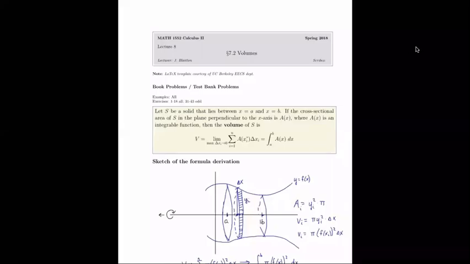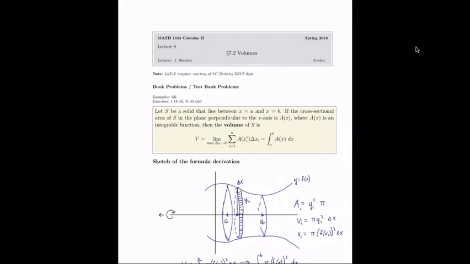Section 7.2 is volumes, and there'll be two methods for finding these volumes. It'll be volumes by slabs and volumes by solids of rotation. And we'll see examples of each. We'll start with volumes by slabs, and then we'll work into volumes of solids of revolution.